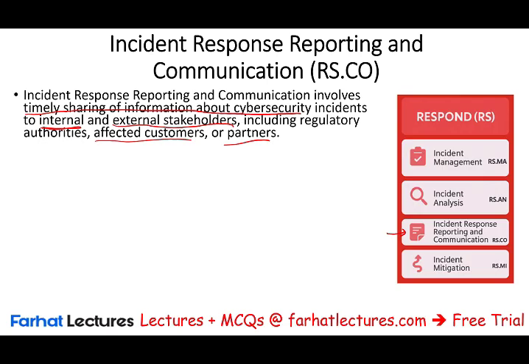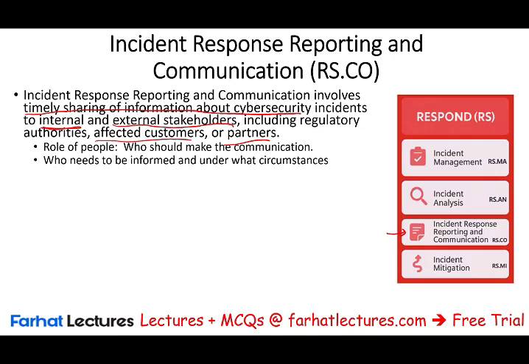Here you have to have a clear role of the people. Who should make the communication? Should anyone say whatever they want to, or should we have appropriate people making those communications? Who needs to be informed, and under what circumstances? Do we have clear policies? Who should we contact, and what should we tell them? Simply put, are stakeholders aware of what's happening? Who are the stakeholders? Practically everyone.